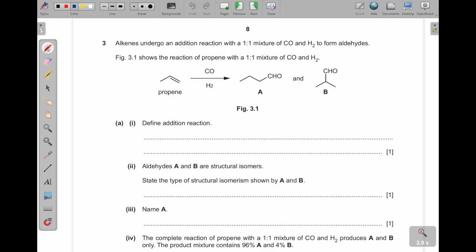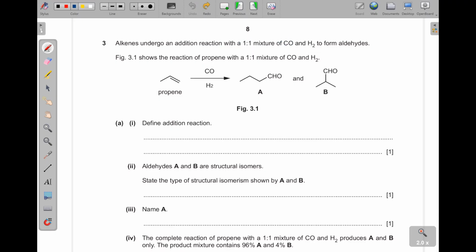Question 3, I can see it is coming from organic chemistry. Alkenes undergo an addition reaction with a 1-to-1 mixture of carbon monoxide and hydrogen to form aldehydes. The figure here shows the reaction of propene with a 1-to-1 mixture of carbon monoxide and hydrogen.